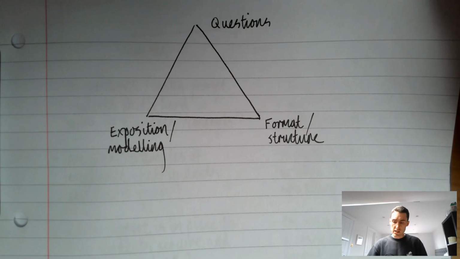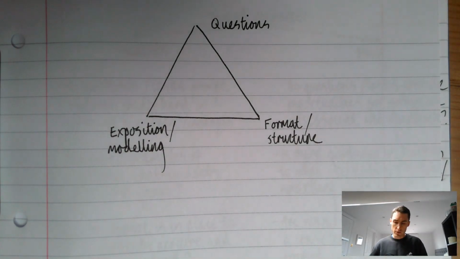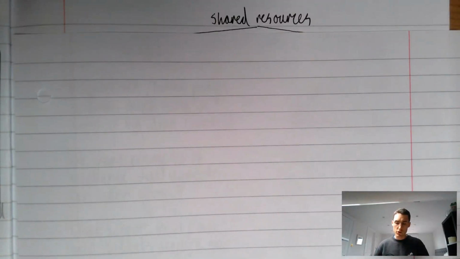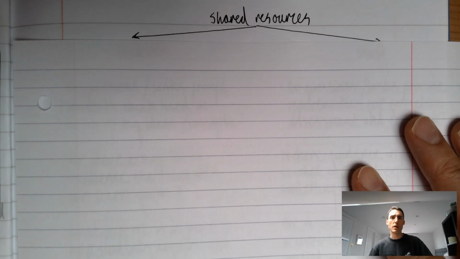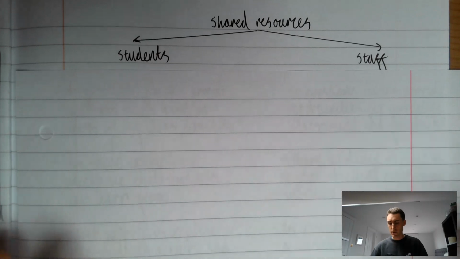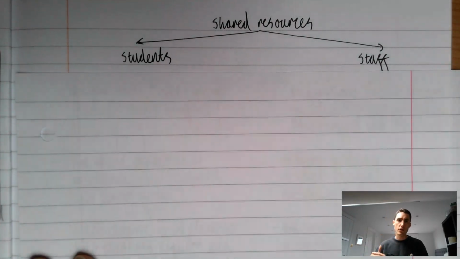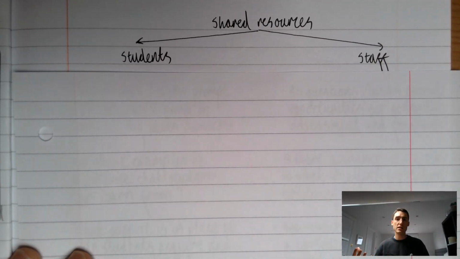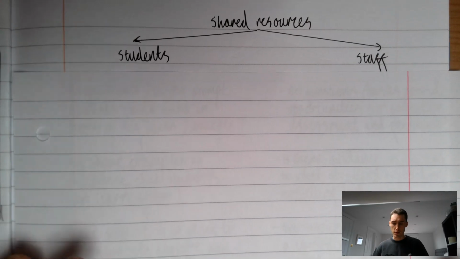So if we look at these in more detail, you can imagine the shared resources being useful for two groups of people, I think. So firstly, students, and then staff. And I'm just going to talk through each of those three that I just talked about, and the questions that I think middle leaders should be asking themselves and senior leaders should be asking of them too.